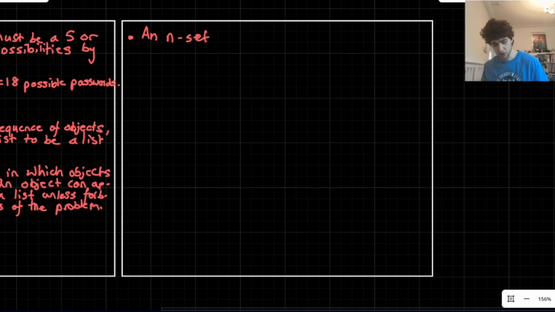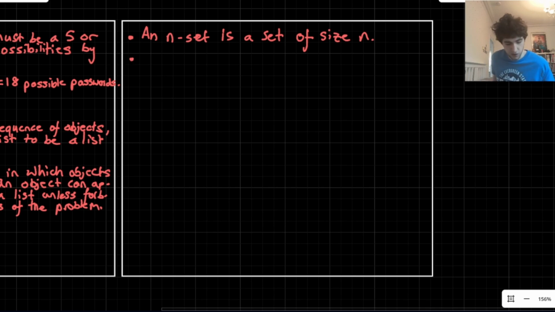So an n-set is just a set of size n. By size n we just mean it has n objects inside it, effectively. Okay, so in general, this is the first important formula that I want to cover.